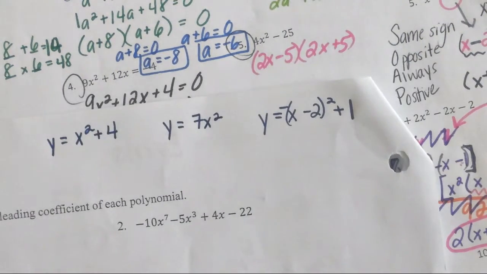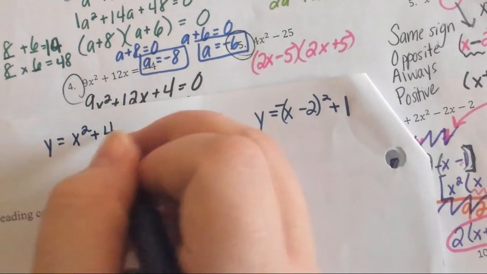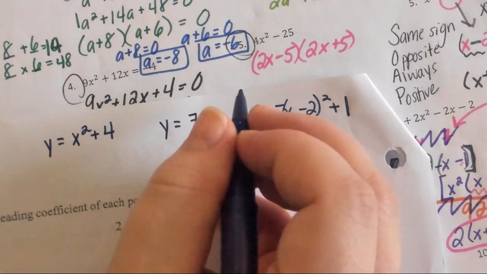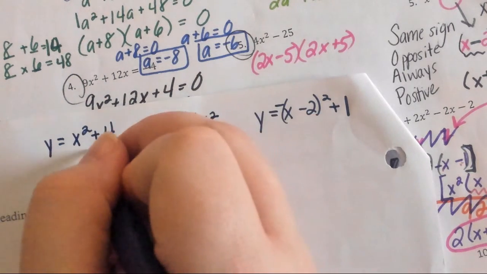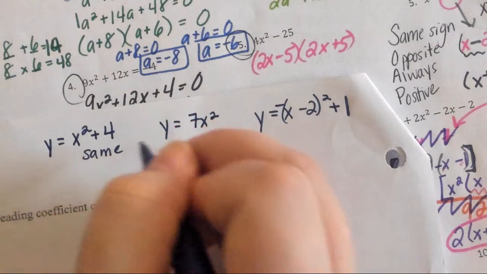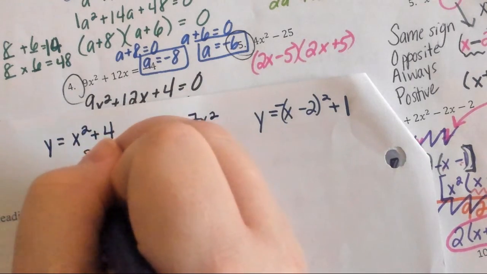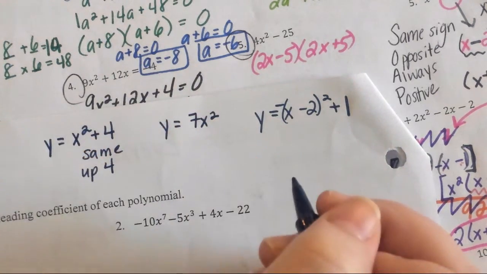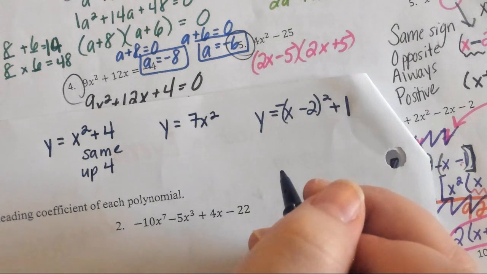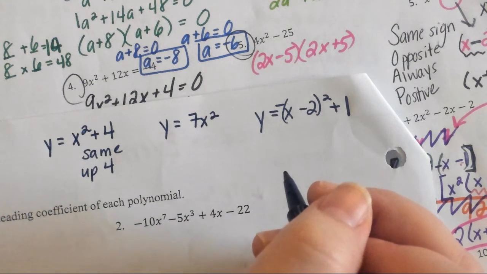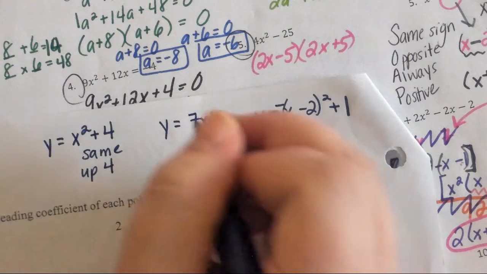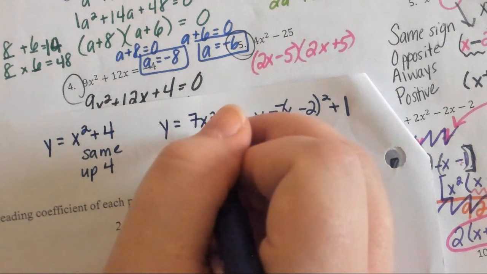Alright, I'll give you a couple examples. Didn't the x squared plus 4, because it's a positive 1 in front, it stayed the same? And then the plus 4 meant it picked it up and moved it up 4. So it was the same and up 4 from the vertex, from the origin. And this one, because it has a 7.